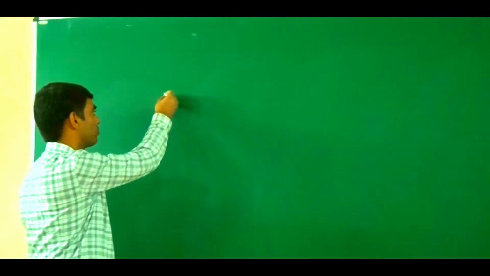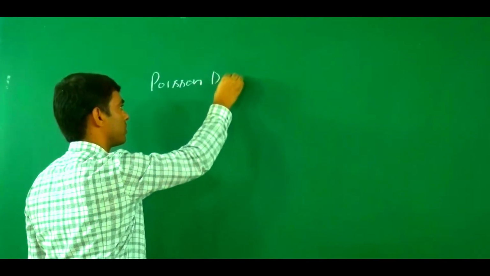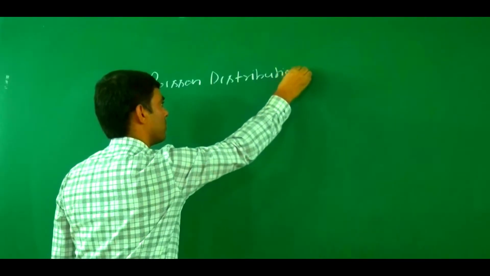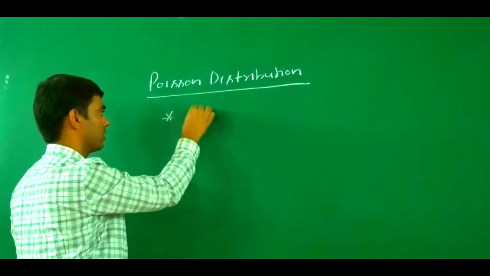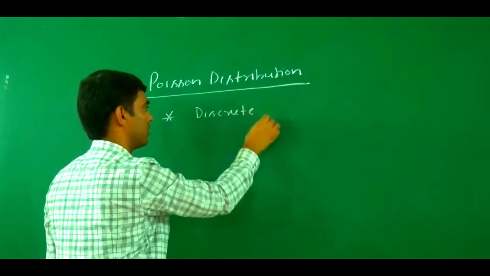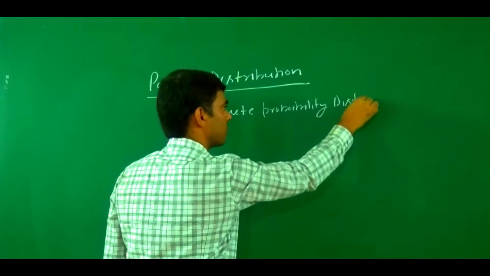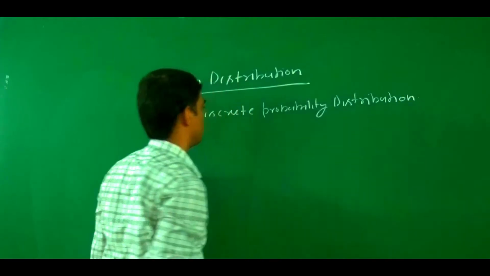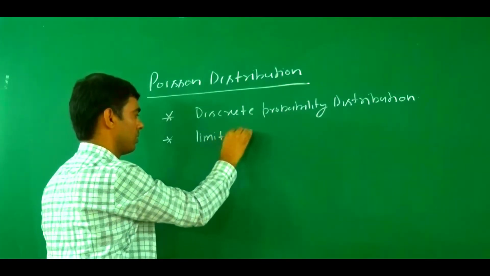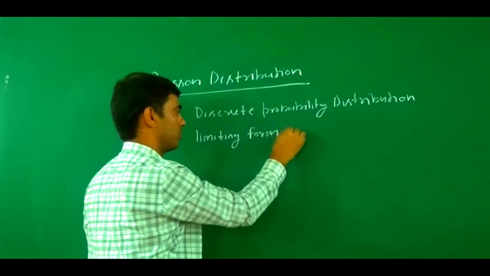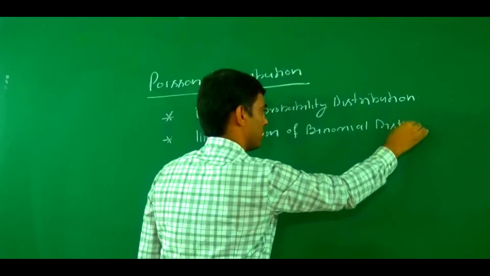Now, what is the Poisson distribution? It is also under the category of discrete probability distributions. It is a limiting form of the binomial distribution.